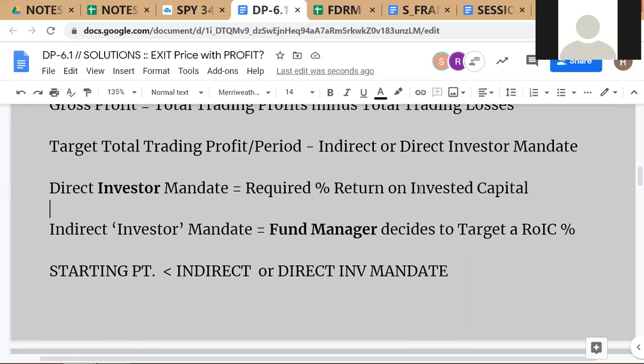Okay? They won't even use the concept of invested capital, but they just talk about return because they don't know the difference between invested capital and risk capital. They don't really think about it. So this is another way of it. What we mean when we say indirect investor mandate is where the fund manager himself decides to target a particular ROIC, which usually happens because the fund manager is targeting a particular class of investors.